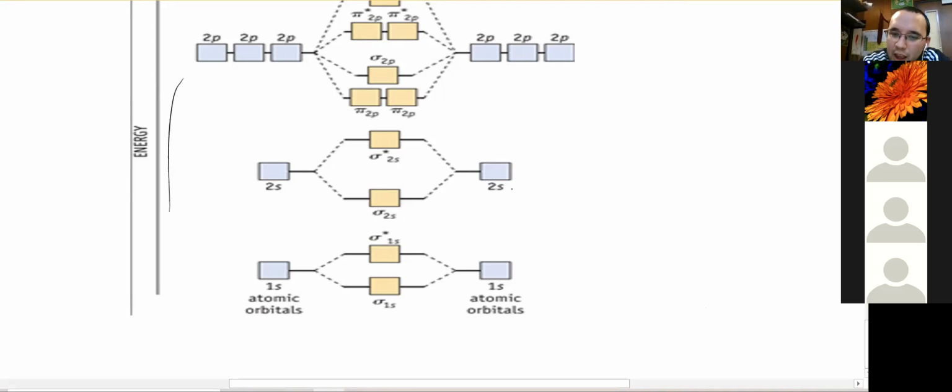And so we know that if there's only one box, it's always going to be your s's. If there's 3 boxes, what sublevel is it going to be? The p's. If there's 5 boxes, what sublevel is it going to be? d's, right? And if you had 7, it would be f's, but you're not really going to ever see those, right?